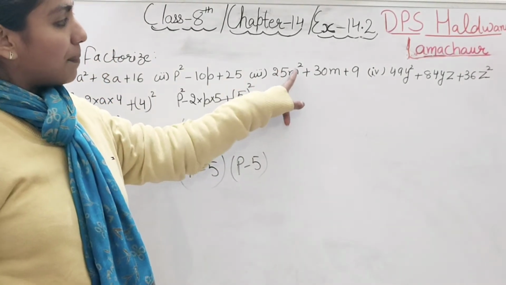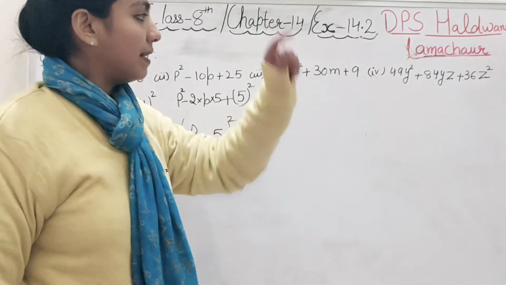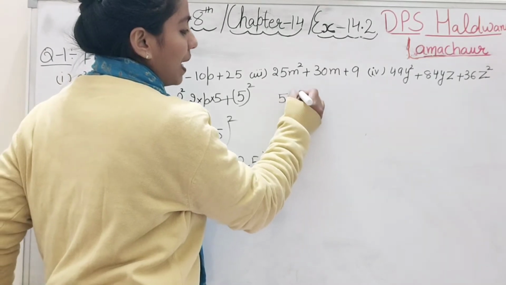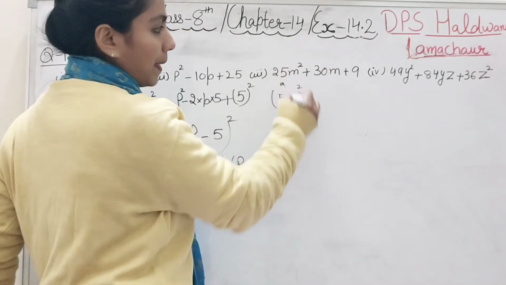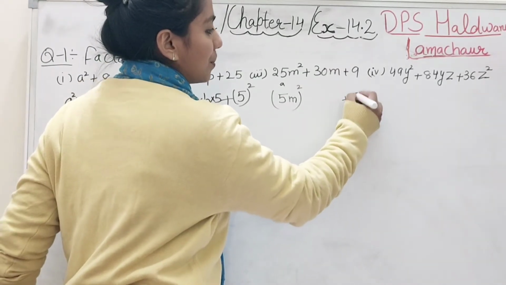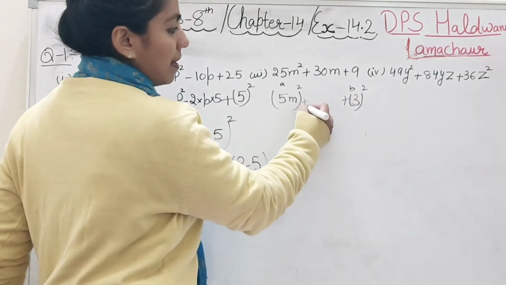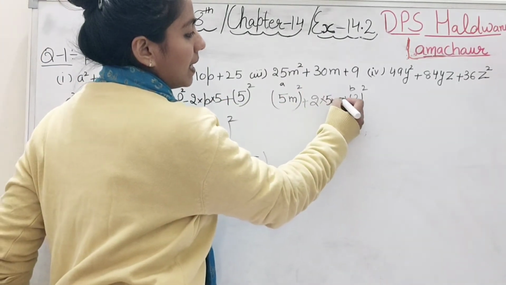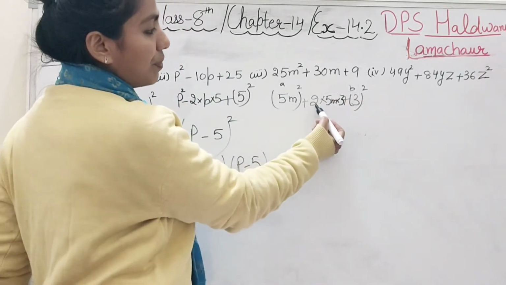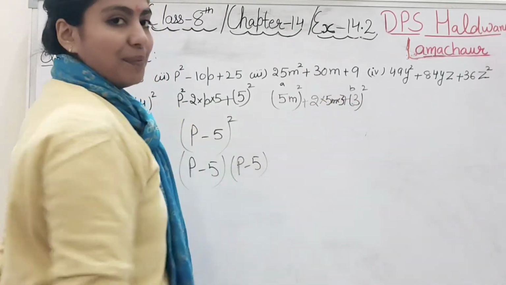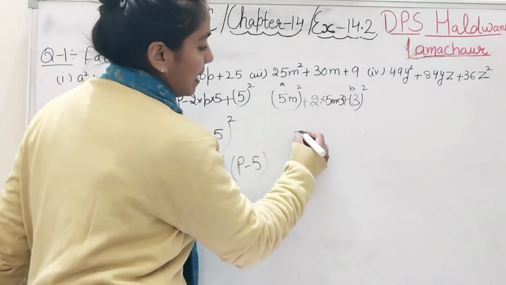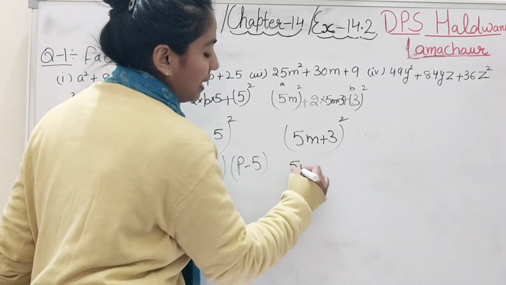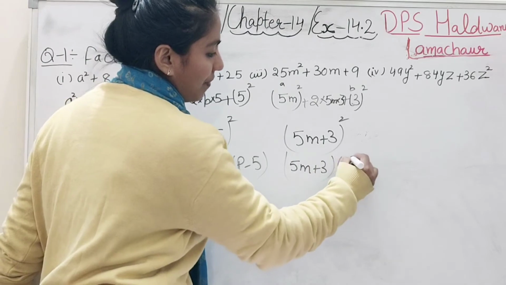It's 25m square plus 30m plus 9. Student, as you can see, 25 is a perfect square. 5 5s are 25. So, 5m square, this is A. Right? B: 3 3s are 9, so 3 square, this is B. Plus 2AB. A is 5m and B is 3. Now you can see, student, 5 2s are 10, 10 3s are 30, 30m. So very simple, no? And it is A plus B whole square. Right, student? Or you can write 5m plus 3 and 5m plus 3.